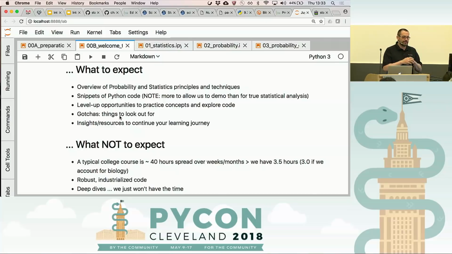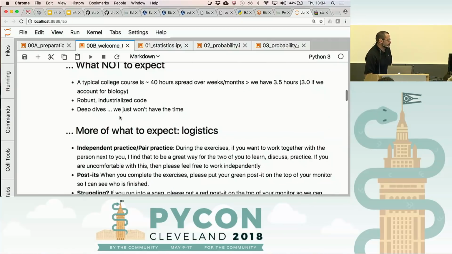There's going to be plenty of opportunities for you to level up your skills. We will have exercises that you can walk through, and we'll give you a certain amount of time in this tutorial to work on those. Myself and the mentors will help you. I will highlight a few of the gotchas to look out for, things that you might experience as you go through this journey on your own, when you get back to your house, etc. And we're going to provide some resources to help you continue your learning journey. When you go home, what are some good books to read, or what are some good things to look at, etc.